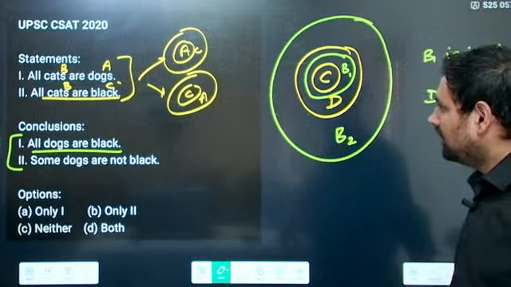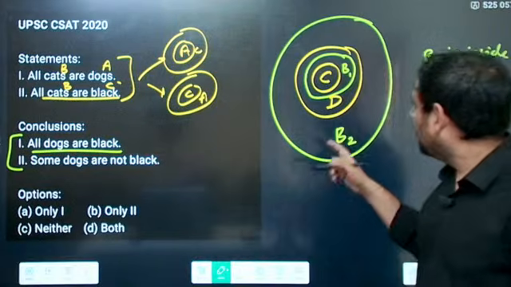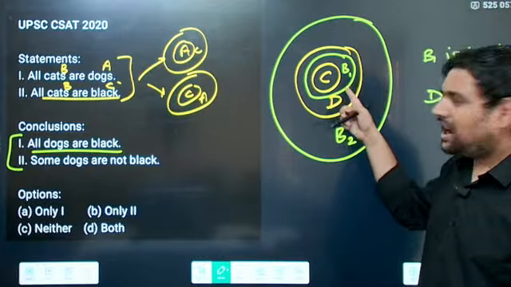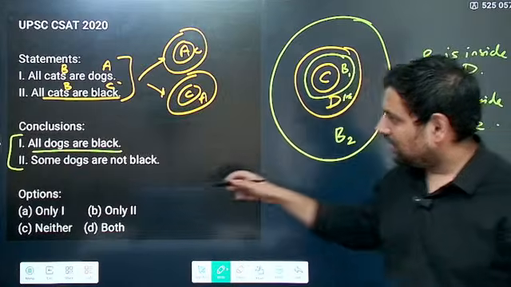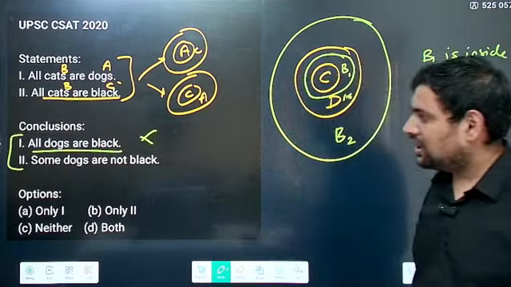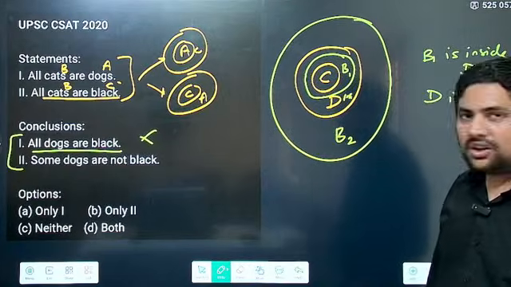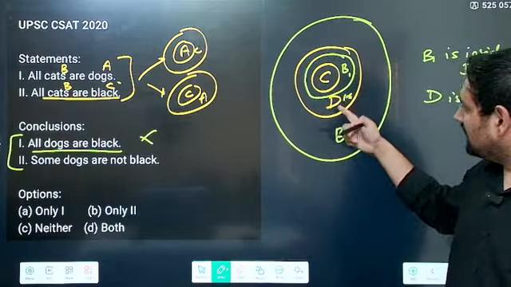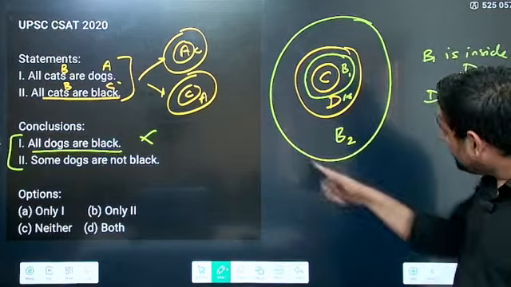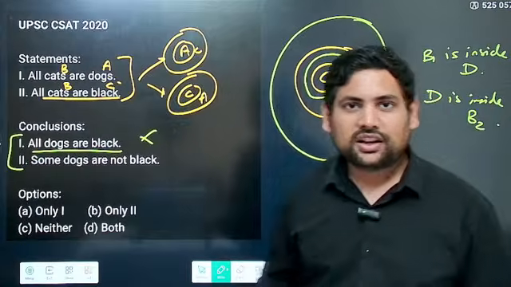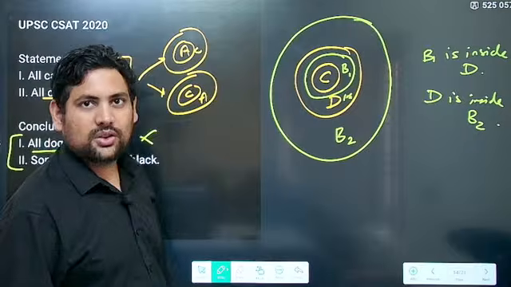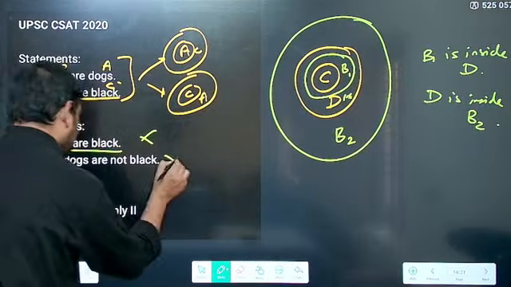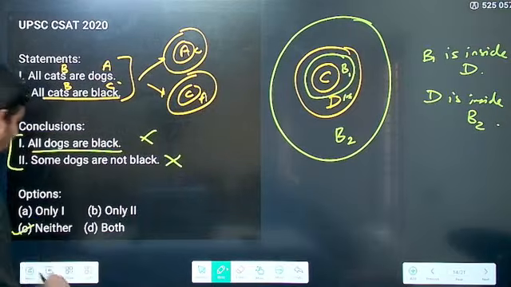That's the process. So now all dogs are black. This is not holding in this diagram, correct? Here you have dogs that are not black, so this is wrong. Then some dogs are not black. Now according to B1 this is correct, some dogs are not black, but according to B2 is there any dog that is not black? No, correct, all dogs are actually contained in this. So all dogs are black is also not possible. The answer becomes neither.